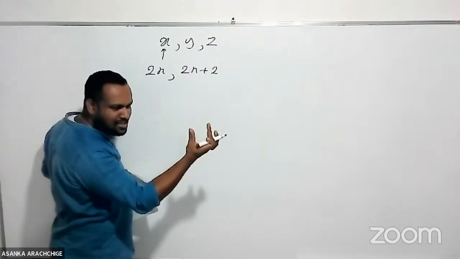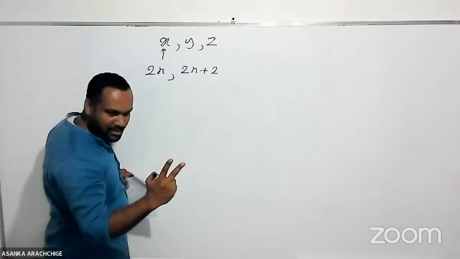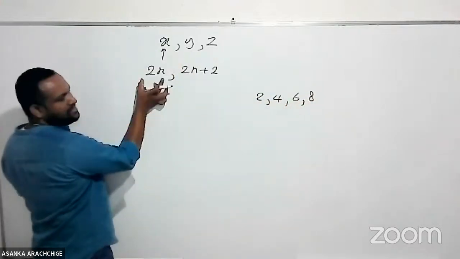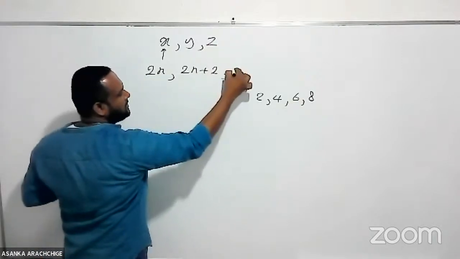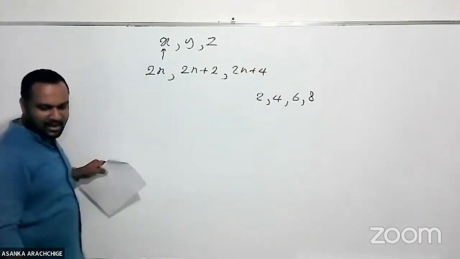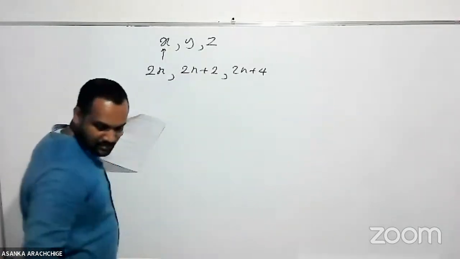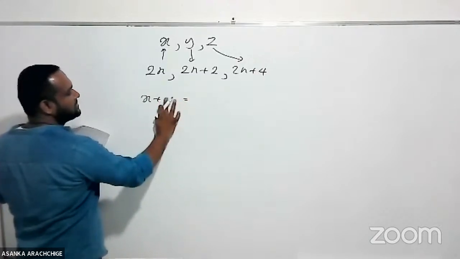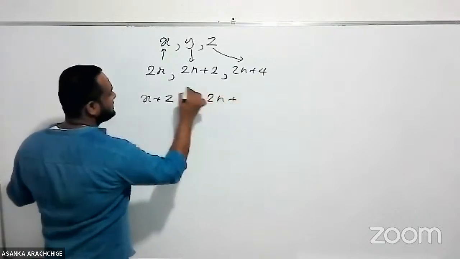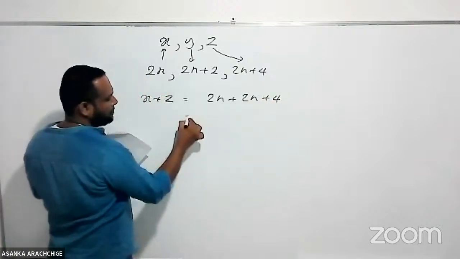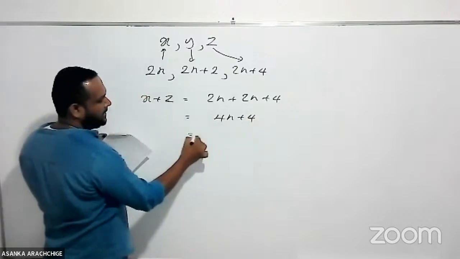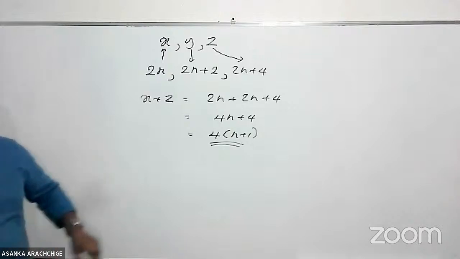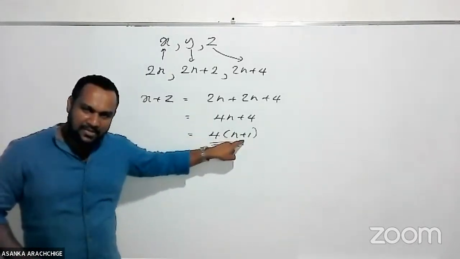The difference between consecutive even numbers is 2: 2 plus 2 is 4, 4 plus 2 is 6, 8. If X is 2n, the second one is 2n plus 2, and Z must be 2n plus 4. Now, X plus Z can be written as 2n plus 2n plus 4, which is 4n plus 4. Take 4 outside: 4 times (n plus 1). That is a multiple of 4, because 4 times something means it is a multiple of 4.